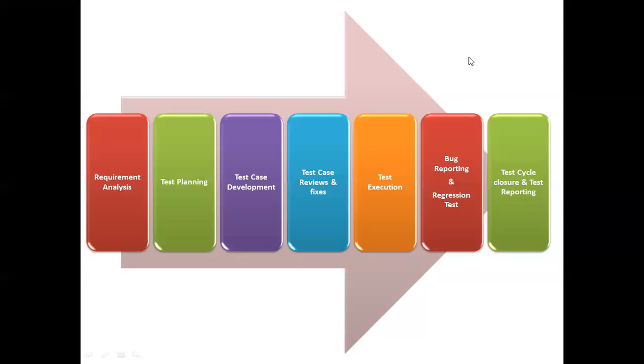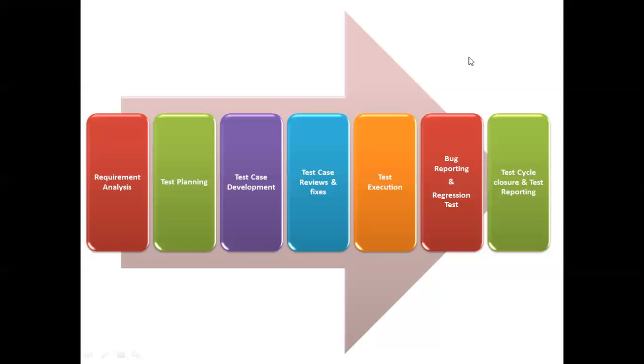Once those bugs are reported and fixed, again you will be doing a regression test. Regression testing is nothing but verifying the defects. You make sure that you verify the defects which are fixed by the developer, and that's what regression test means here. Once the bug verification is also completed, you can say test cycle closure and test reporting.